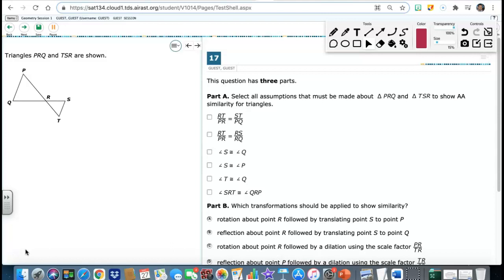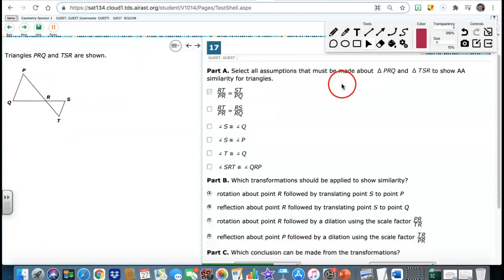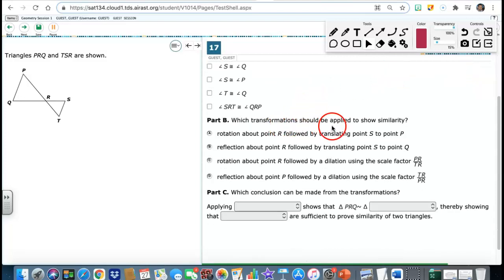Okay, question 17. Triangles PRQ and TSR are shown. Okay, this question has 3 parts. Part A, select all assumptions that must be made about PRQ and TSR to show angle similarity. Oh, okay, so I have to show that these 2 triangles are similar. Alright, angle, meaning 2 angles. Alright, which transformation should be applied to show similarity? Transformation, okay, and then a conclusion.